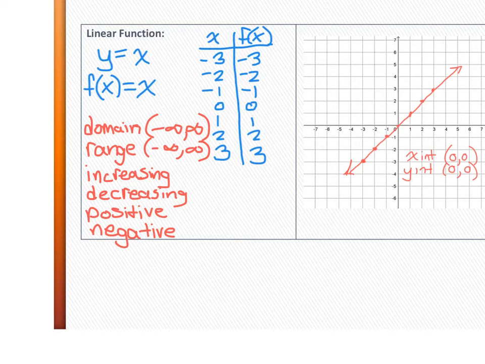Now, our increasing interval is those values of x that are going to cause a positive slope. And in the parent function of our linear function, the entire thing is positive. So if we write that interval, it would be exactly the same thing as the domain. And in this parent function, we have no decreasing interval, so this doesn't exist.